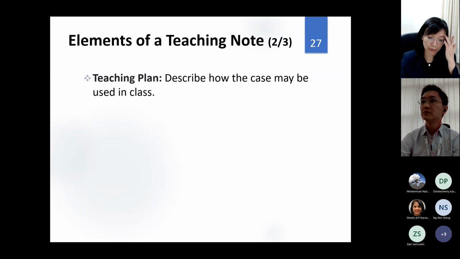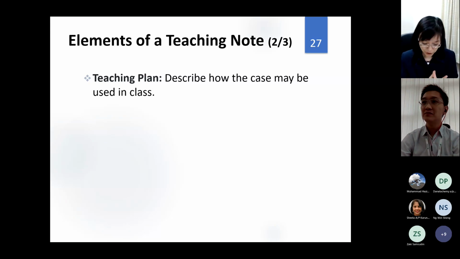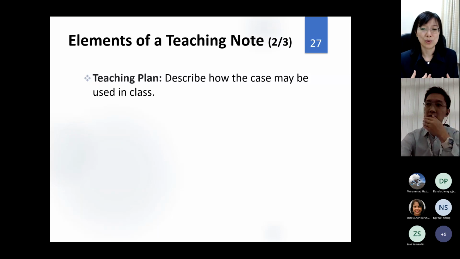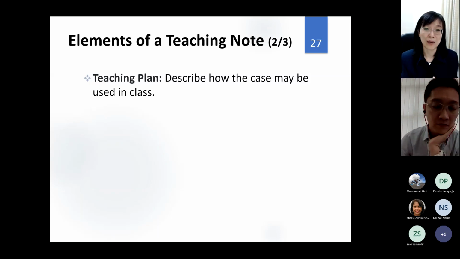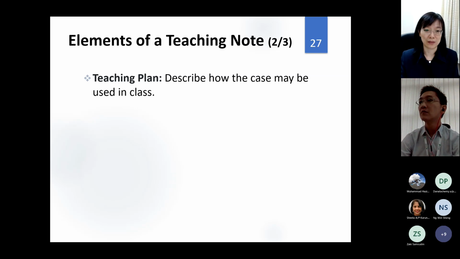So teaching plan is where you describe how the case can be used in class. For example, in your teaching plan, like what Mr. William has shown, is time allocation for activities. That is a good one. You can also suggest trigger questions to start the discussion, or you can offer ideas for group work, because most of the time when we use cases, we actually use it in a group. So actually, I like to read out the teaching or instructor manual that highlights how I can use the case for group discussion. So those are actually part of the teaching plan.